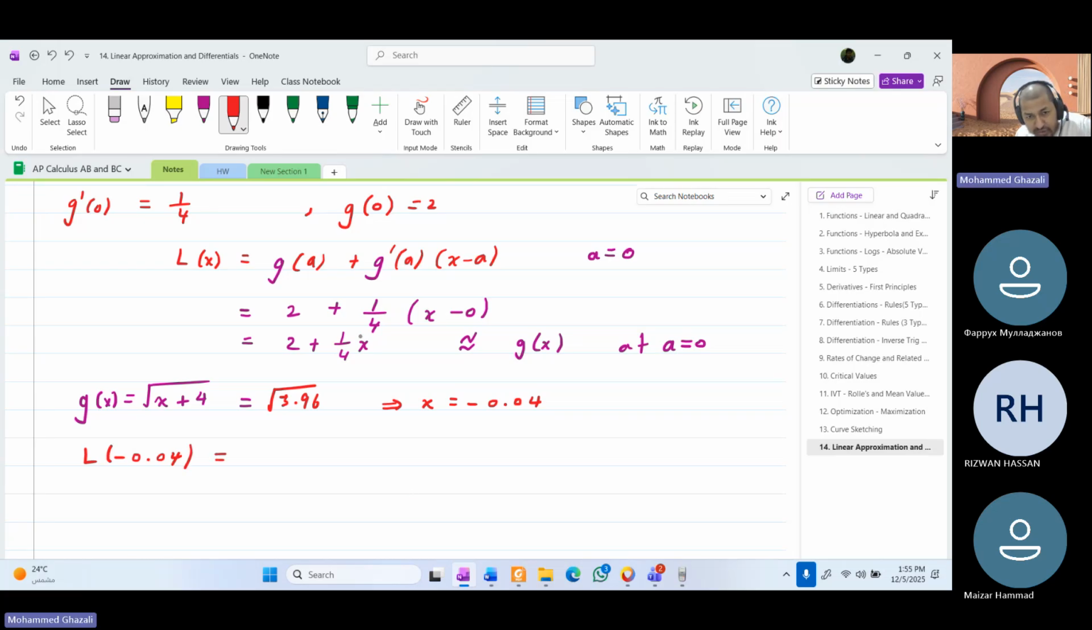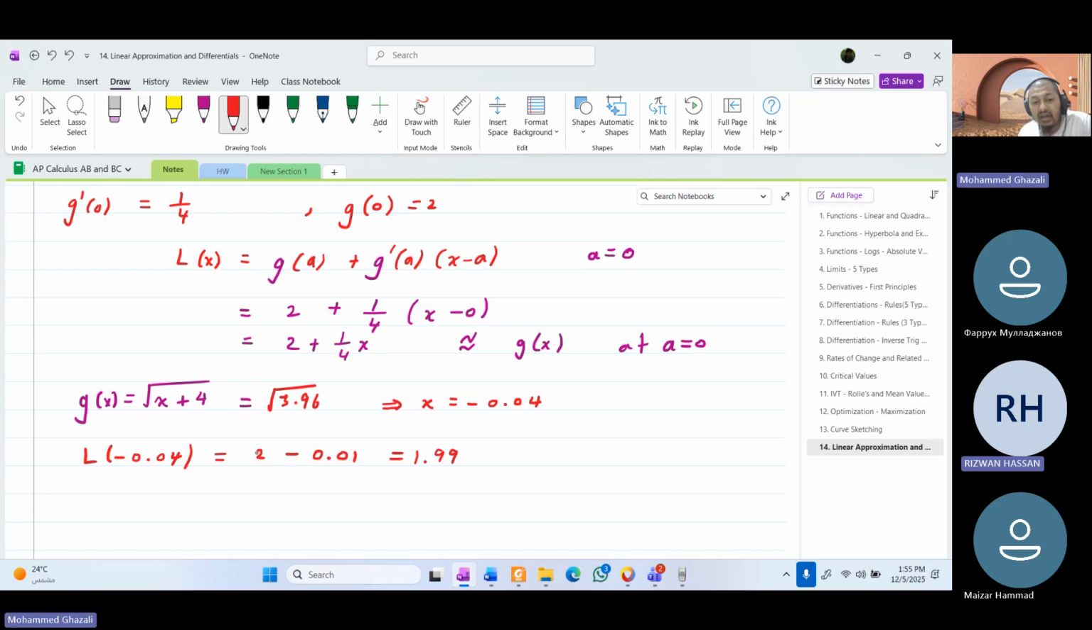So I need to substitute negative 0.04 inside here. So I need to say 2 plus a quarter times negative 0.04. So I think you're going to get, no, not 2 point, 1.96. Wait, minus, oh, sorry, 0.01, because you're taking that and dividing it by 4, right? So I will get 1.99. And this is approximately equal to g of 3.96, right?